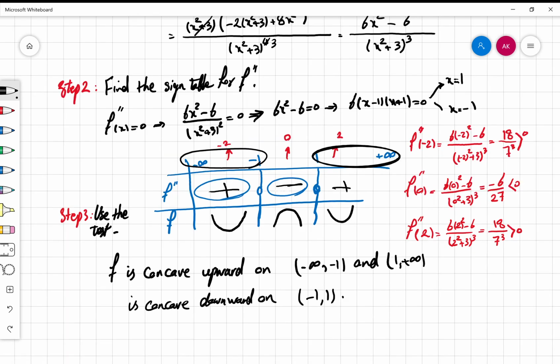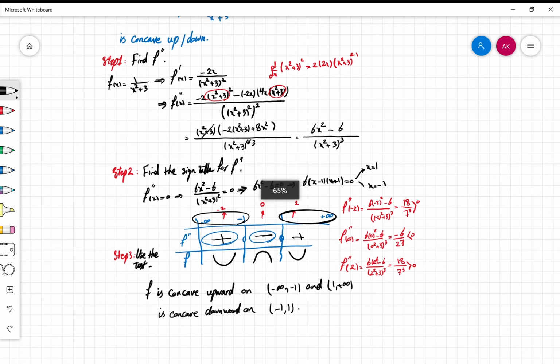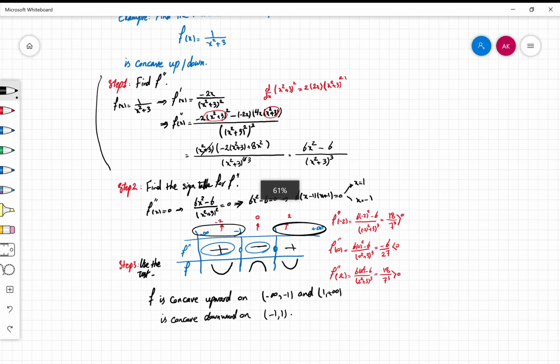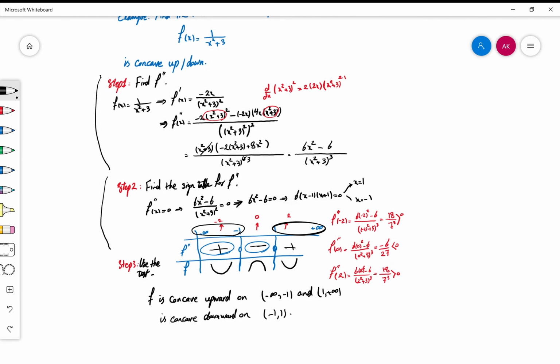Well, a very quick summary: we have to find f double prime, which we did in the first step, then find the sign table, which we did in the second step, and when we have the sign table, we can use the test. Wherever f double prime is positive, we have concave up. Wherever f double prime is negative, we have the function concave down.